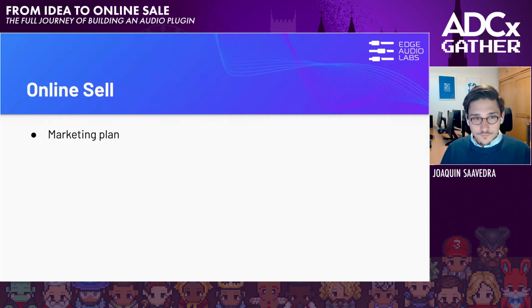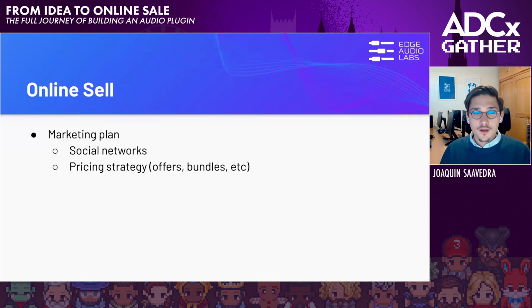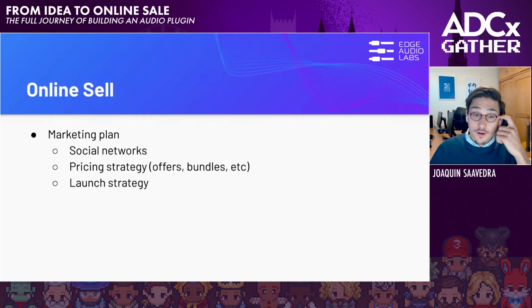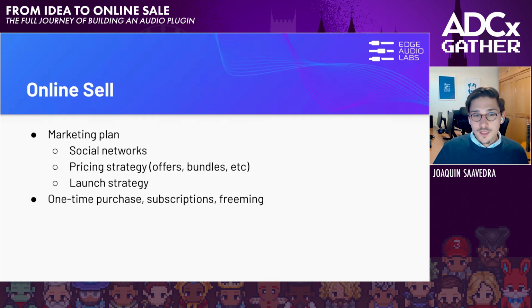So you obviously need to plan a marketing plan. Social networks. Have your pricing. Are you going to do bundles, for example? How are you going to launch it? Are you going to sell one-time purchase, subscriptions, freemium? Are you going to offer a freemium model? That's something to think about.